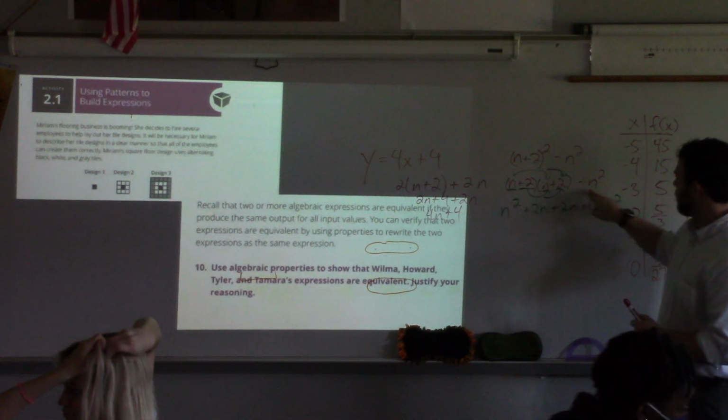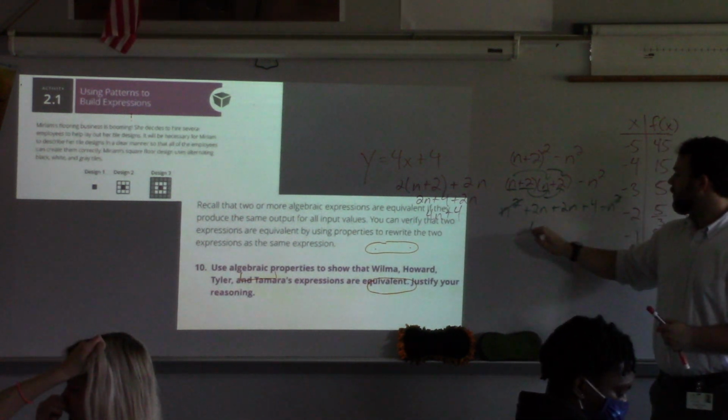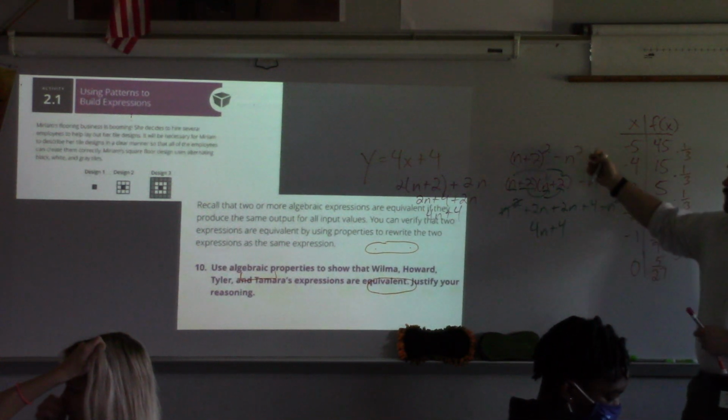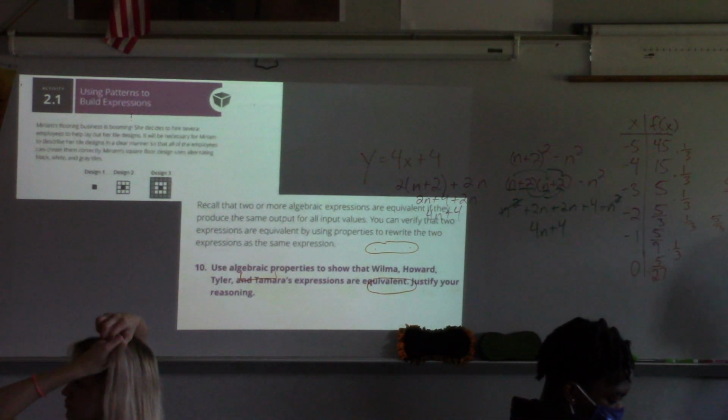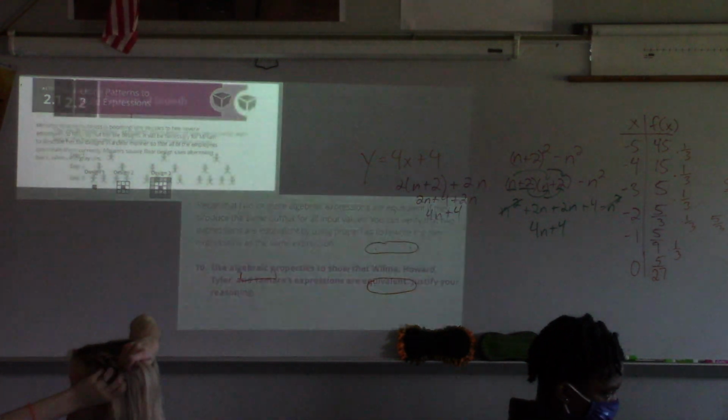And notice because we were subtracting, n squared minus n squared was 0. And we're left with 4n plus 4. It looked very different, looked quadratic initially, but it was actually linear once we simplified it. So again, equivalent. Different but the same.